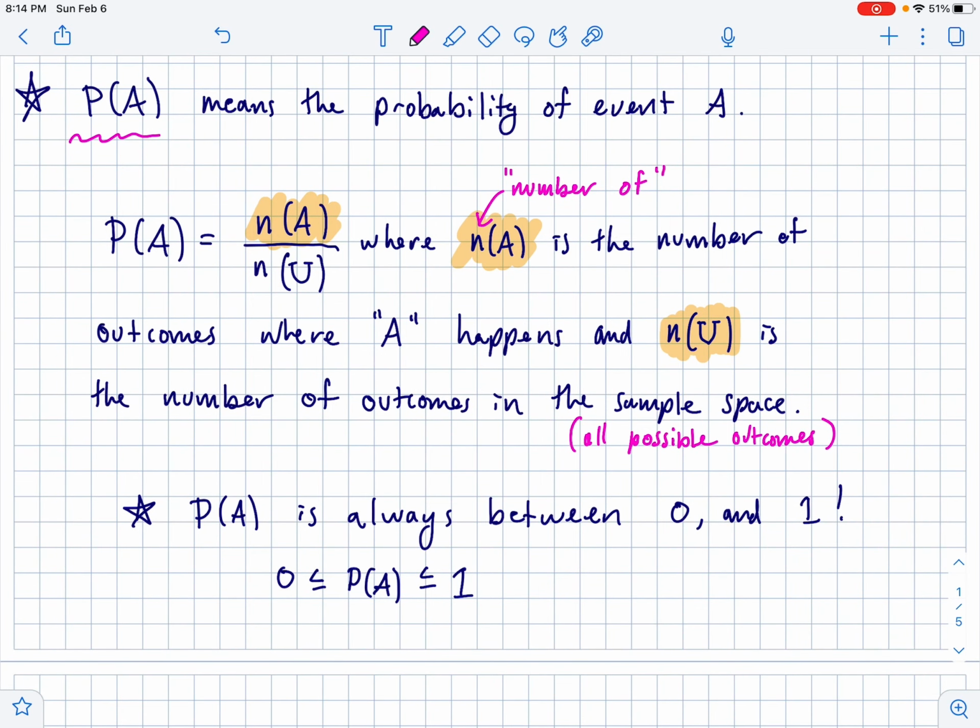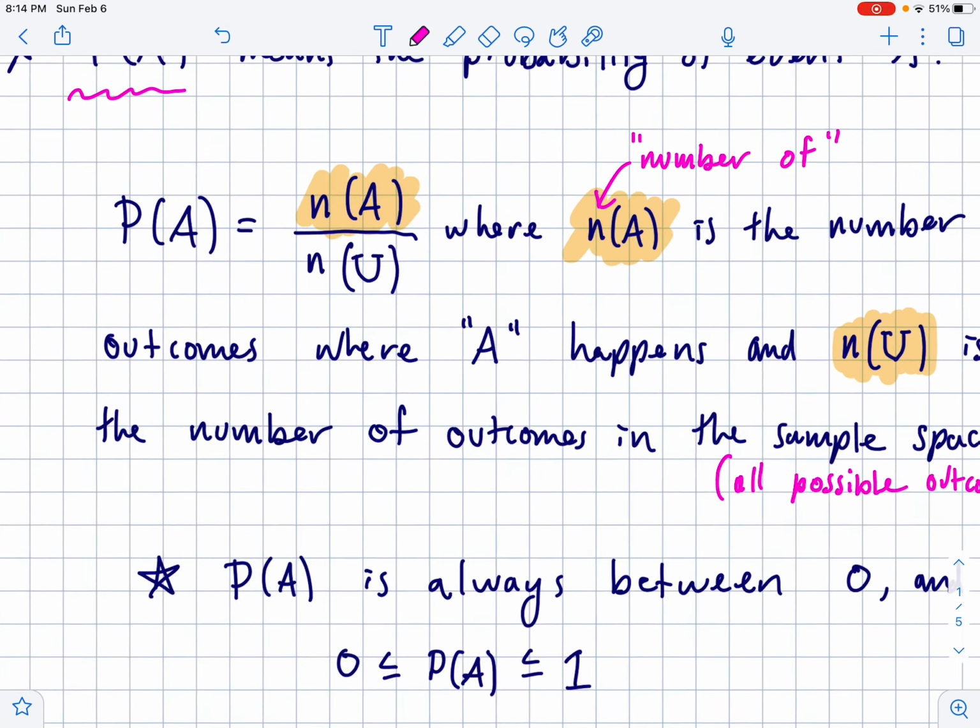Anytime you're finding a probability, it's always between 0 and 1. It's usually either reported as a fraction or a decimal. I guess we're going to kind of go back and forth between those two. But it's never like a negative number, and you'd never say, well, it has a probability of 2.5. That doesn't make sense. It has to be between 0 and 1 every single time.